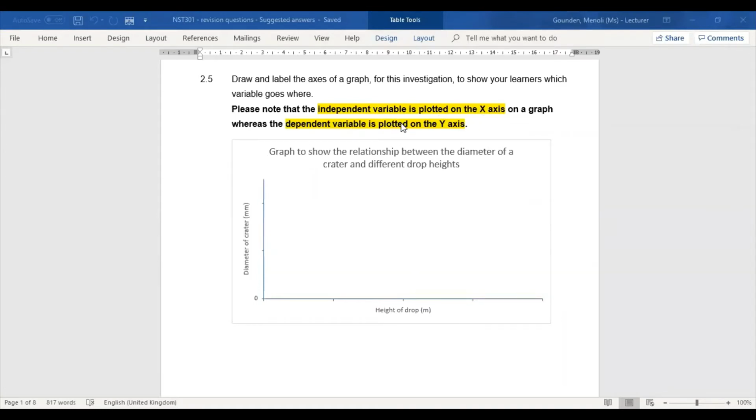So in this investigation, we established that the diameter of the crater depends on the height of the drop. Diameter of the crater is dependent, hence it is plotted on the vertical y-axis. Height of drop independent, hence it is plotted on the horizontal x-axis.